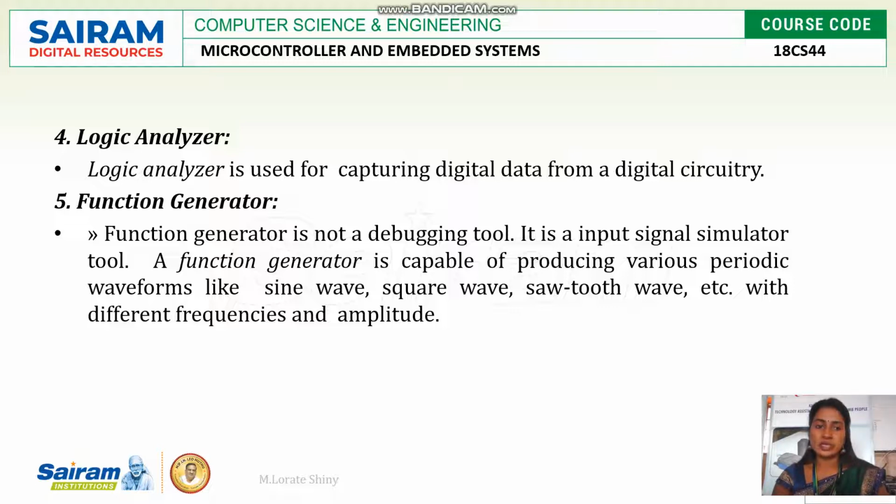Then function generator. These are not debugging tools, these are used for generating input signals. By using this function generator, we can produce various periodic waveforms like sine wave, square wave, and sawtooth wave, and with different frequencies and different amplitudes we can generate the waveforms.